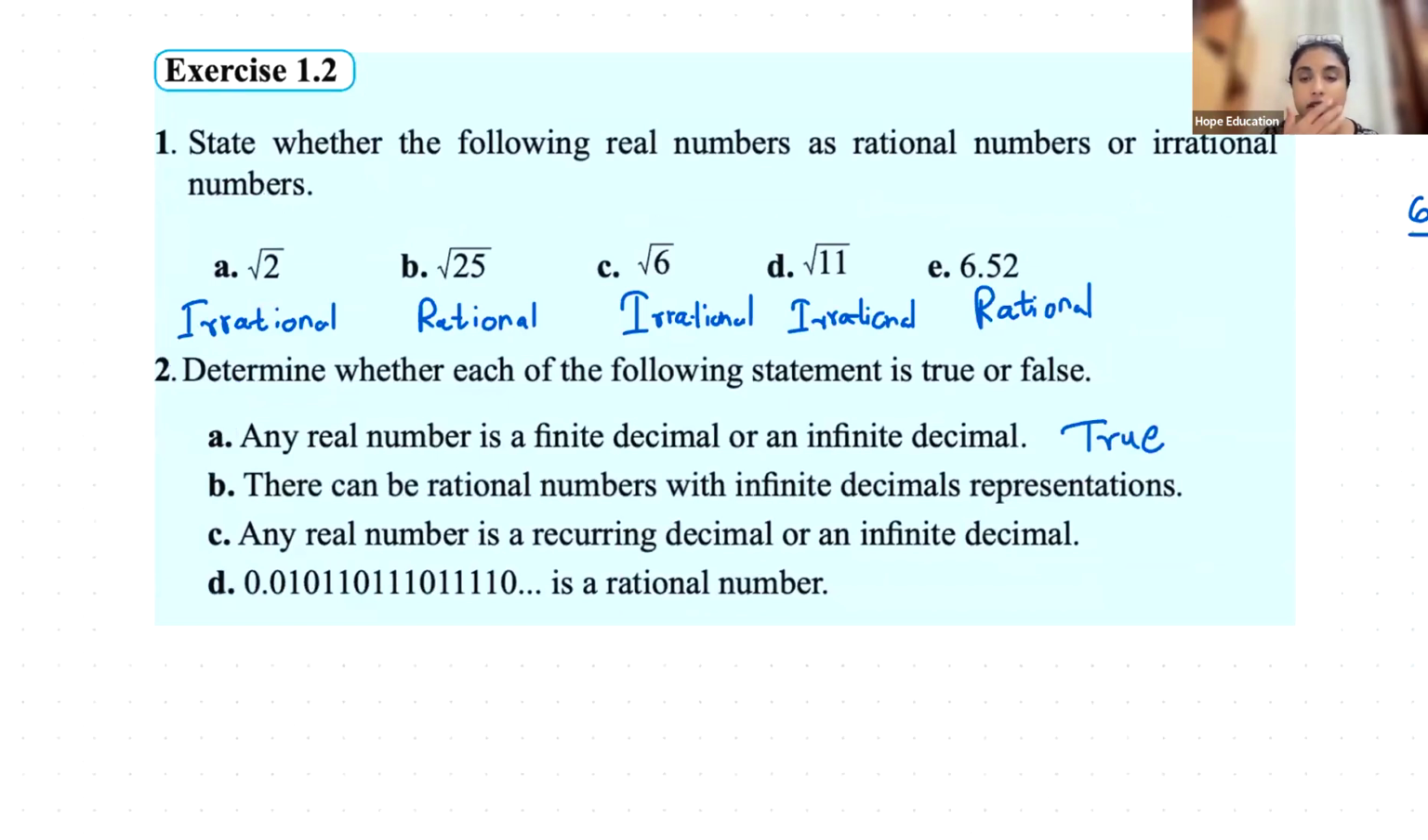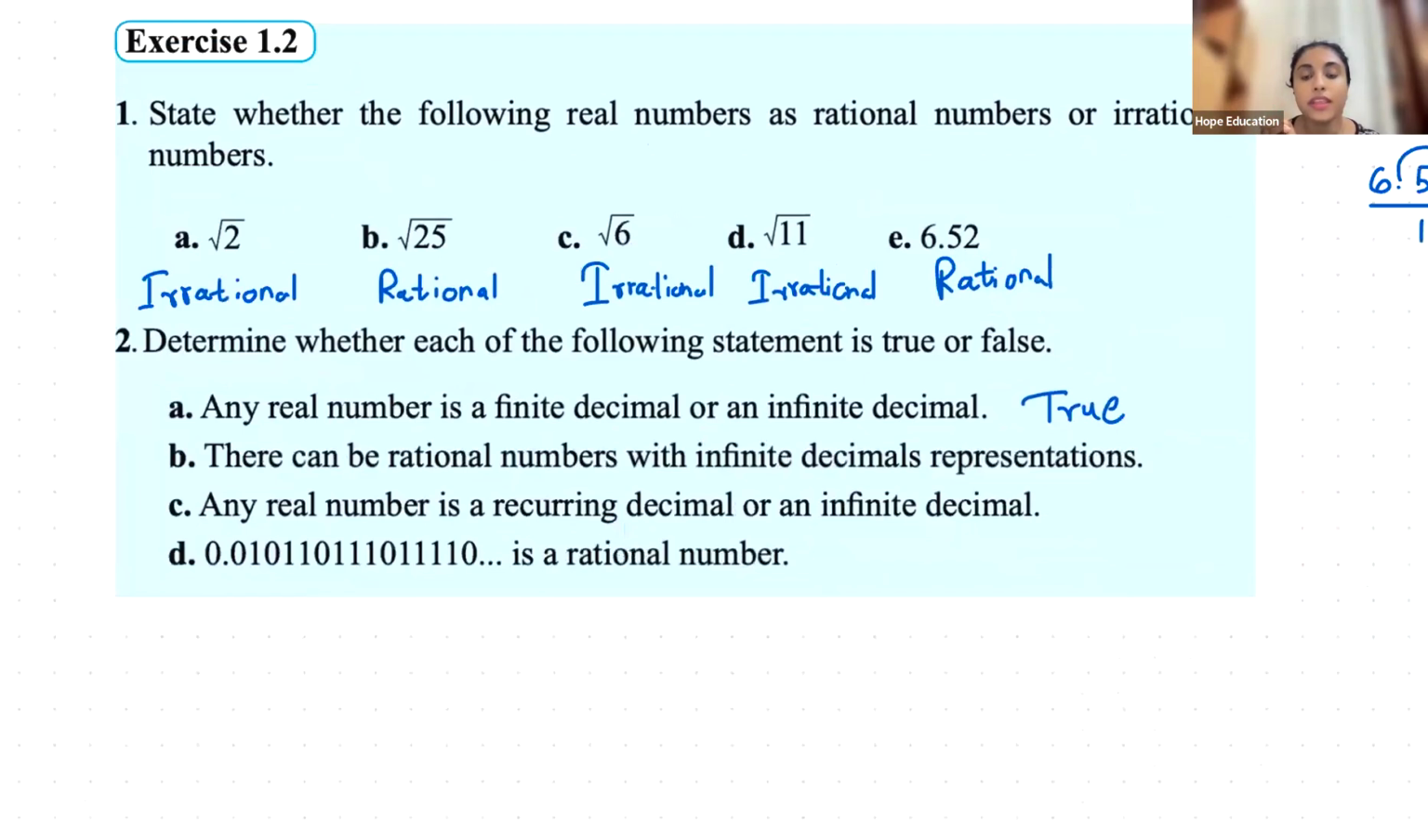There can be rational numbers with infinite decimal representations. This is actually a very good point. With this, I will explain something as well. But what did you put here? What did you put here?